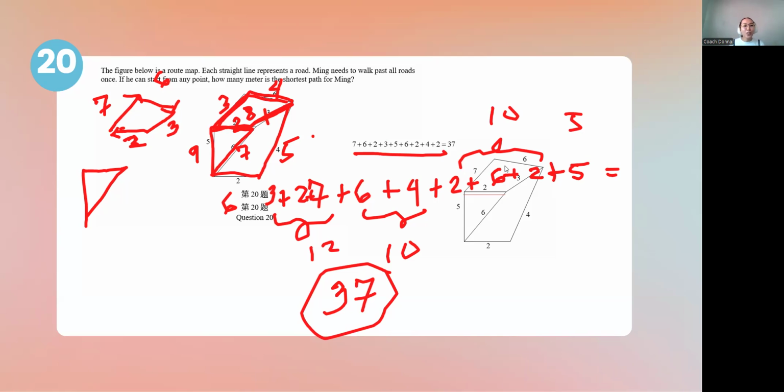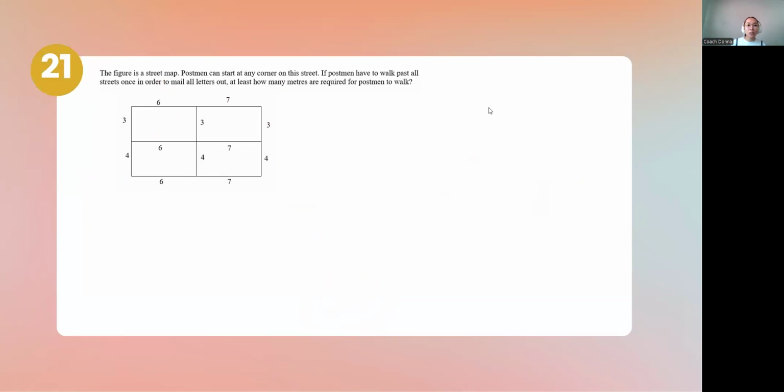Let's have 22. The figure is a street map. Postman could start at any corner on the street. If postmen have to walk past all the streets once in order to mail all letters out, at least how many meters are required for postmen to walk? All right, basically somehow the same problem with earlier.